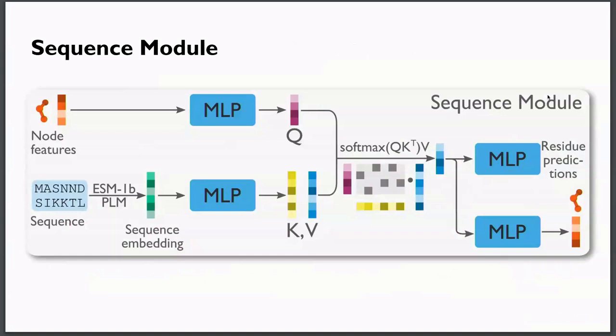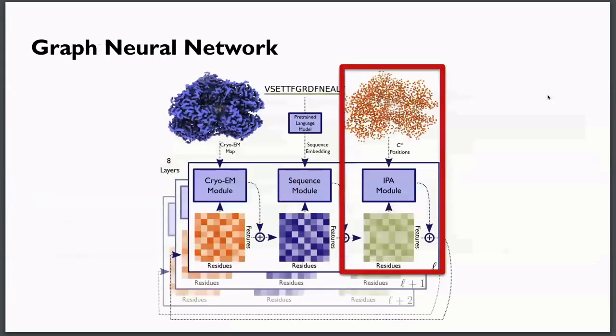So the way we use that is we put the sequences through these protein language models, we get a sequence embedding for it. And then again, these node features come in, we look through the sequence embedding to see what parts are most relevant for each node. And then we use that information to update the node feature again. So now you've mixed both cryoEM information and sequence information together.